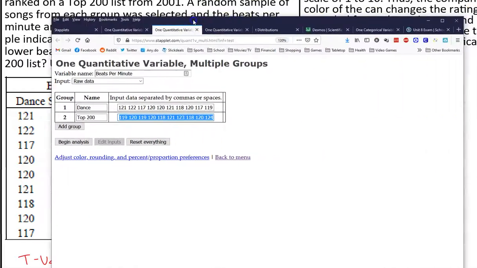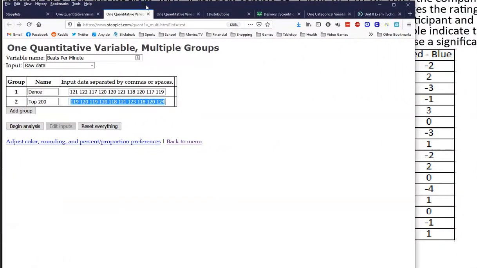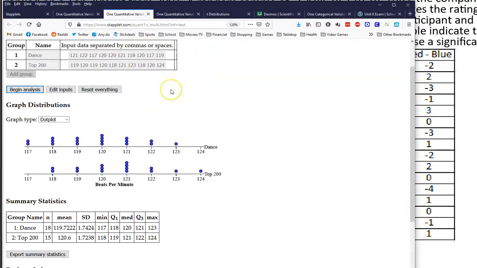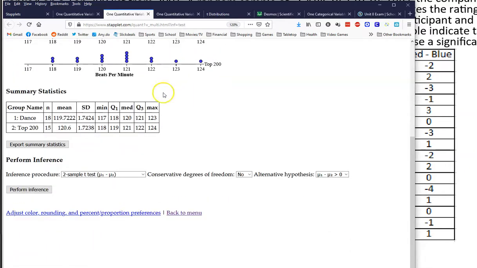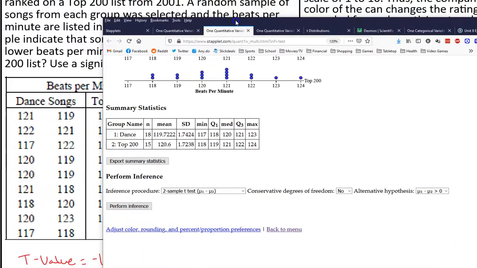So if you need to, go back and grab all that info and type it in, and pause the video right now until you have everything typed in like I do right here. Alright, so once you have everything typed in, go ahead and begin analysis. And this is where I got my information for the n, the mean, and the standard deviation. And you'll see them right there.